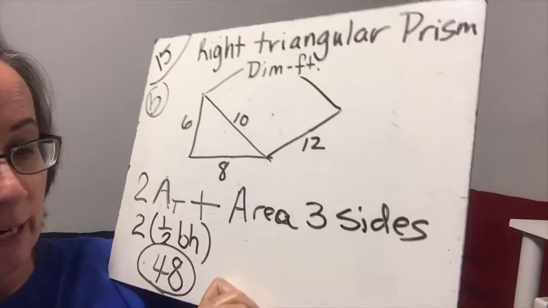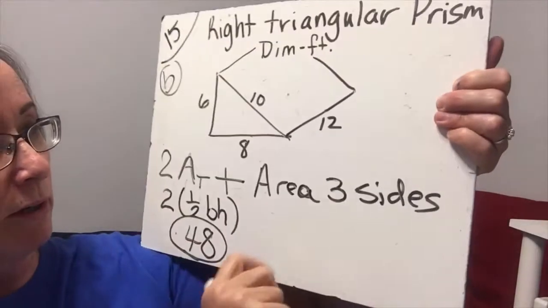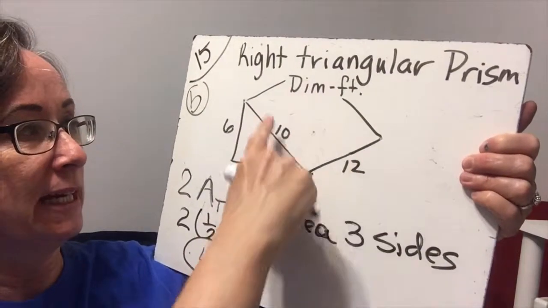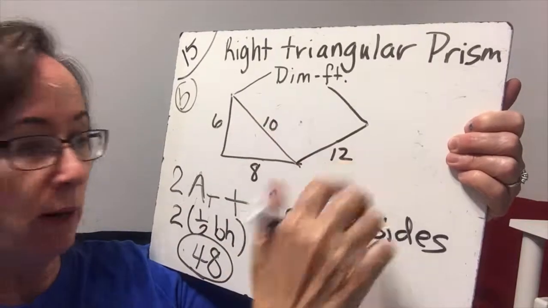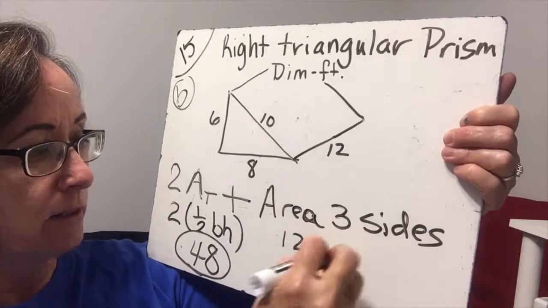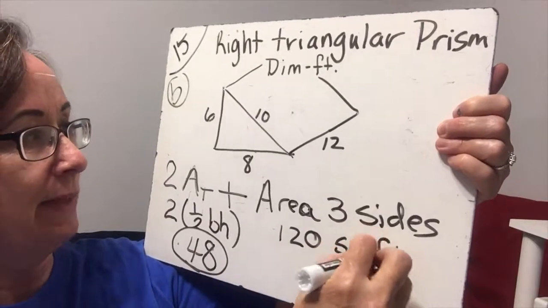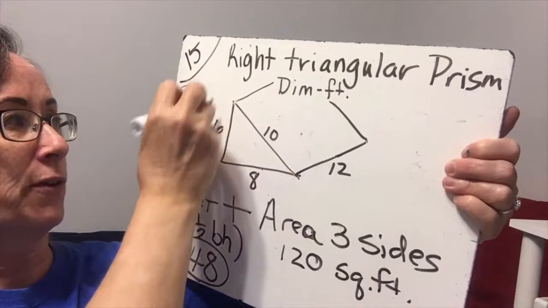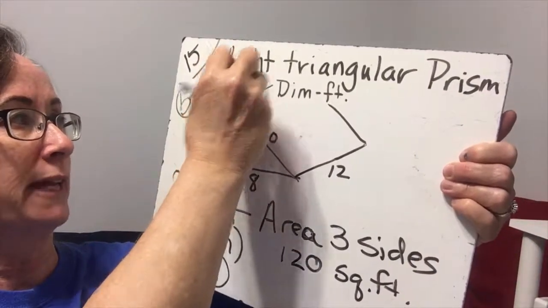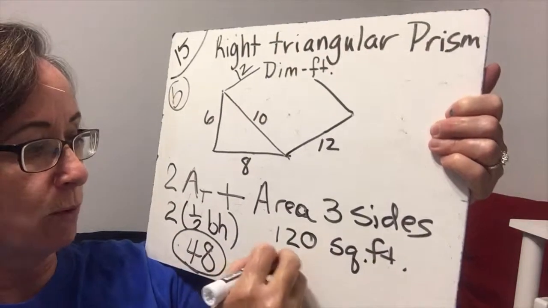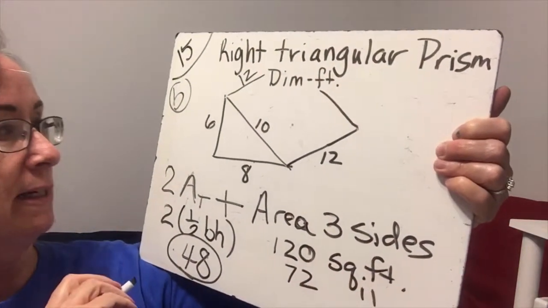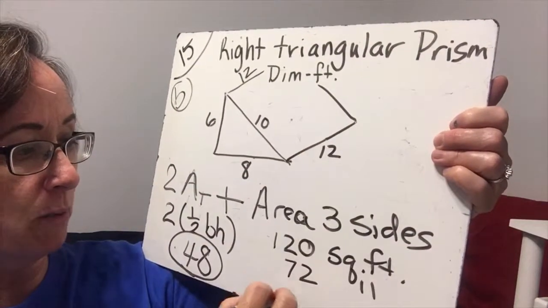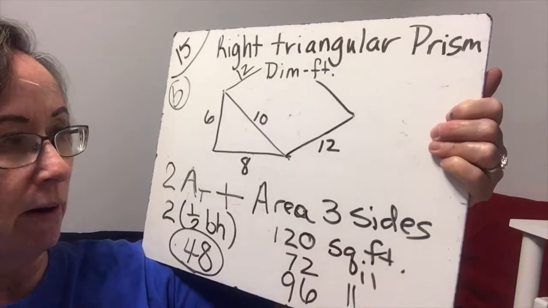So now that we've found the area of both of the triangles together, we're going to find the area of each rectangular side. So this front side is rectangular, and it is 10 by 12. So that's going to be 120 square feet. Okay, and then the back side over here has 6 for the height, but then it's also got this 12 length here. So it's 6 by 12, or 72 square feet. And then the one that it's sitting on is 8 by 12, and 8 times 12 is 96 square feet.